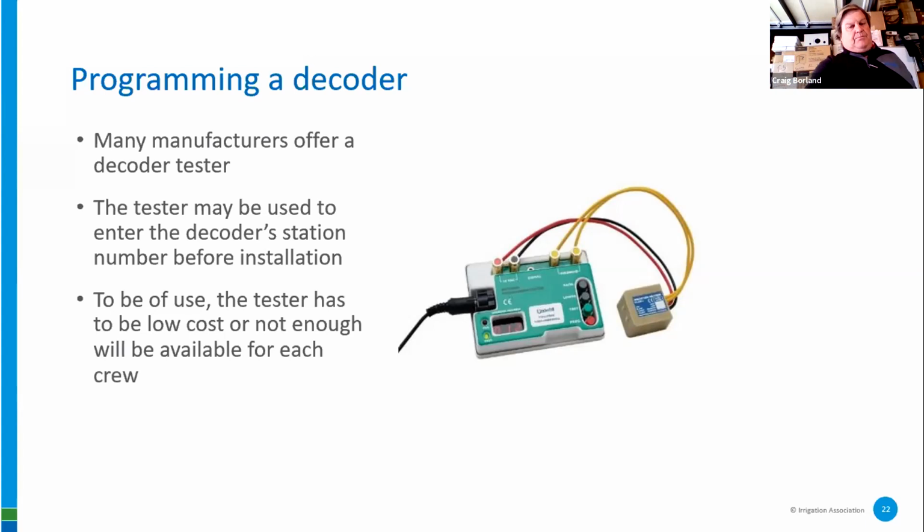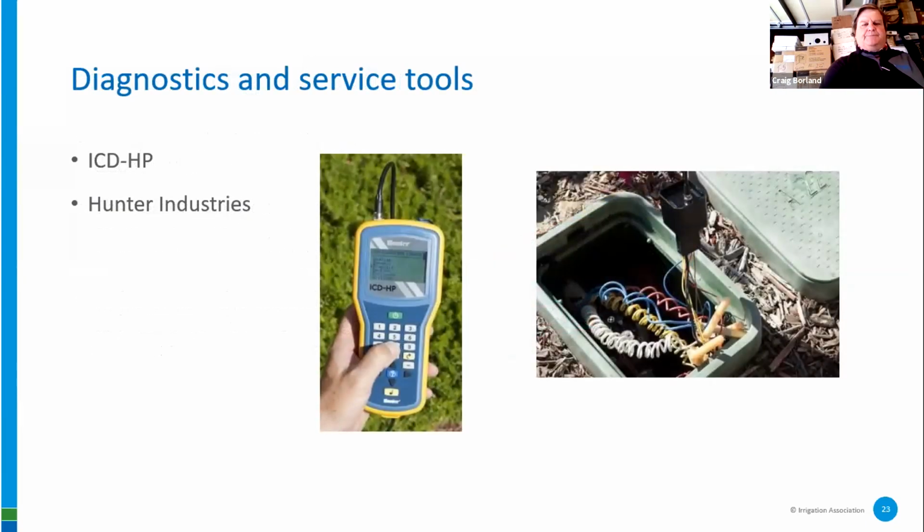Many of these decoder programming devices can be used to see if the decoder is a good working decoder when it comes to troubleshooting. So there's a lot of different aspects to it. Hunter has a great device to program the decoders. It's a handheld device. You can walk out in the field and program the decoder. You can plug it in and analyze the decoder for its functionality.